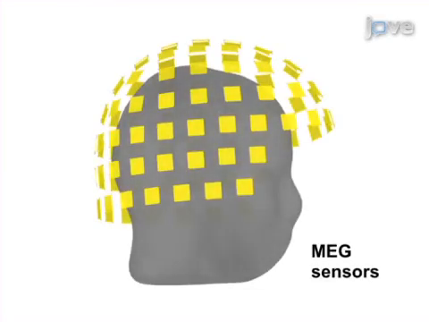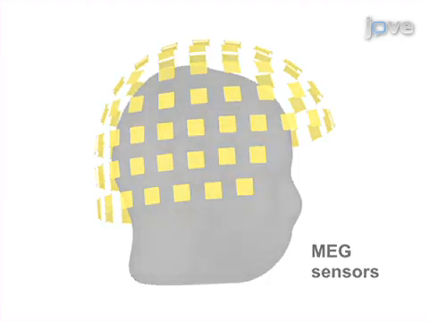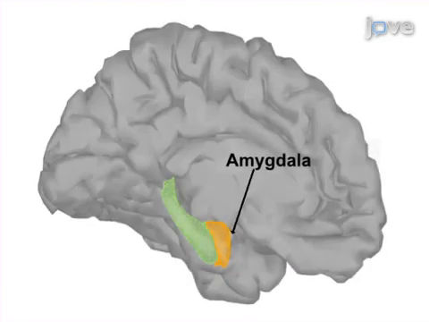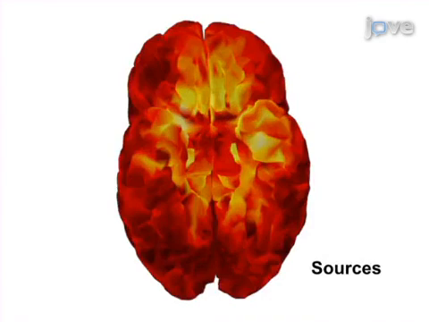The second step is to record brain activity during the task using MEG. Next, identify the surfaces of the cortex and the amygdala using high-resolution anatomical MRI scans. The final step is to use the surfaces of the cortex and amygdala to model the neural sources of the MEG signal.